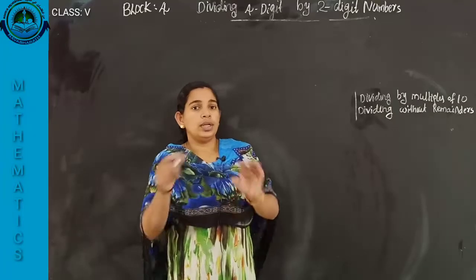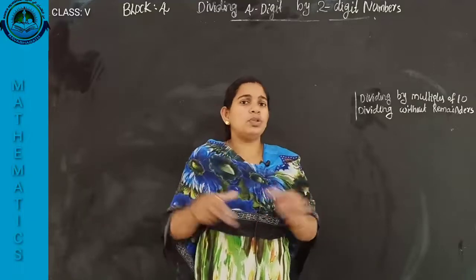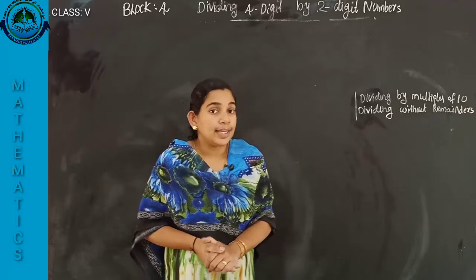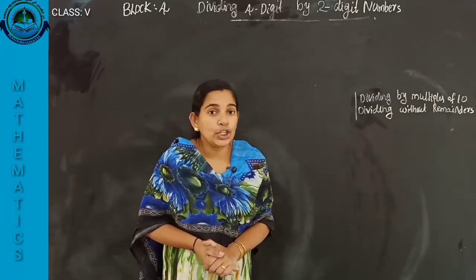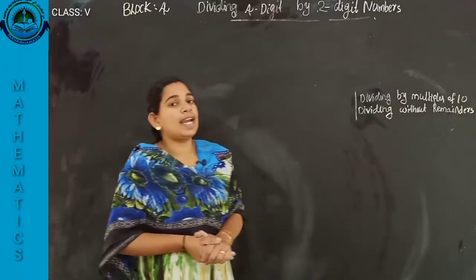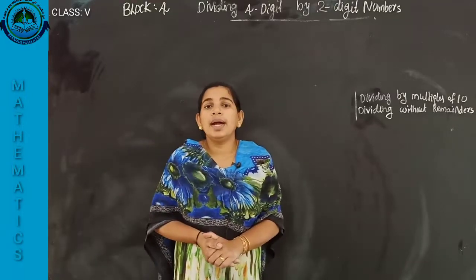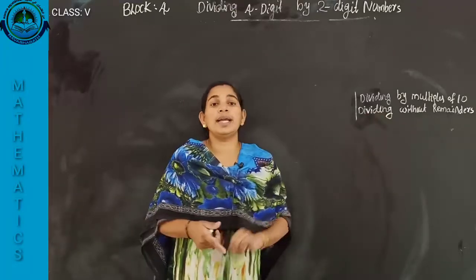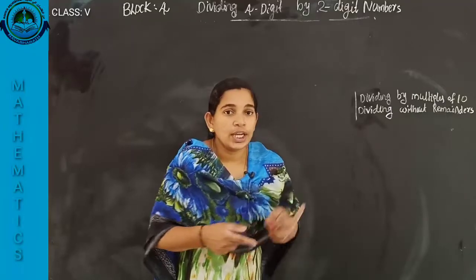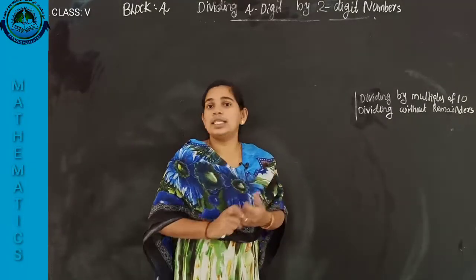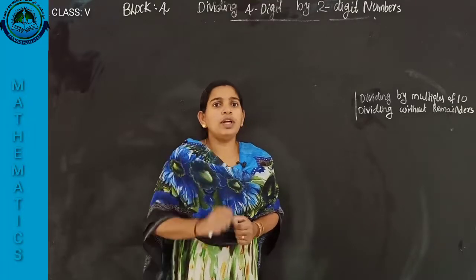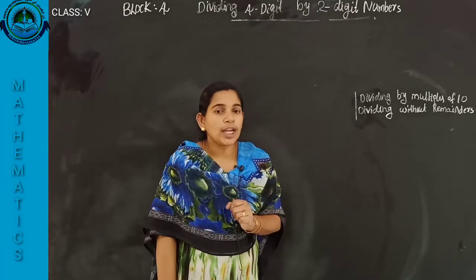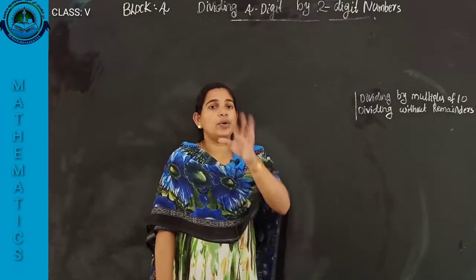I told you to write this in your notebook and put a box around it. What is that equation? Yes, quotient into divisor plus remainder is equal to dividend. In the first case, without remainders, the equation is only quotient into divisor is equal to dividend. We will do one problem using that equation. Today we are discussing one new topic.